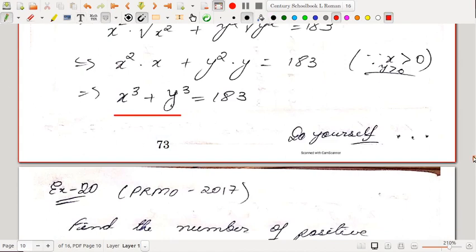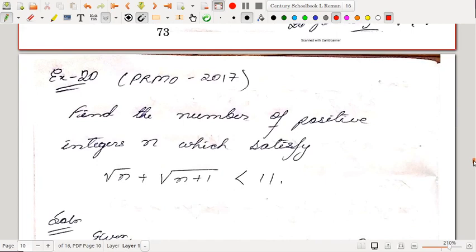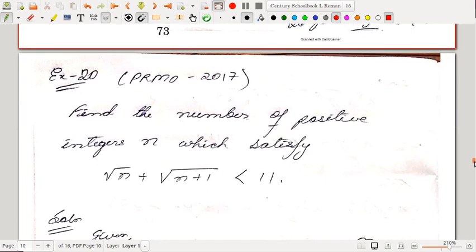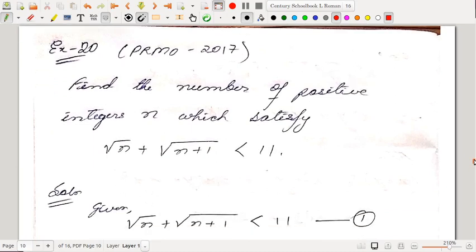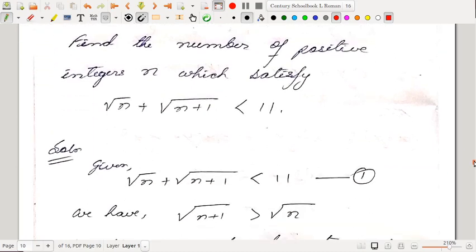Now let us go to another problem. This also came in the PRMO 2017 paper. Find the number of positive integers n which satisfy root n plus root of n plus 1 less than 11. It's also a sort of trial and error and analyzing the situations. So given root n plus root of n plus 1 is less than 11.